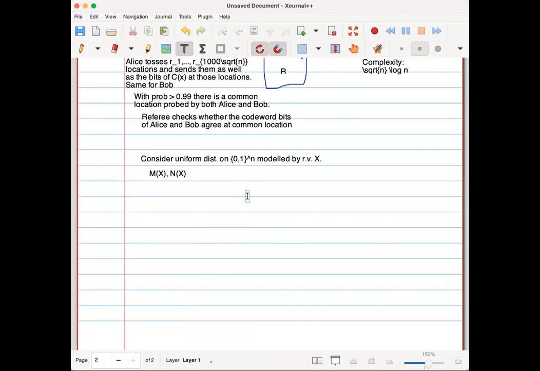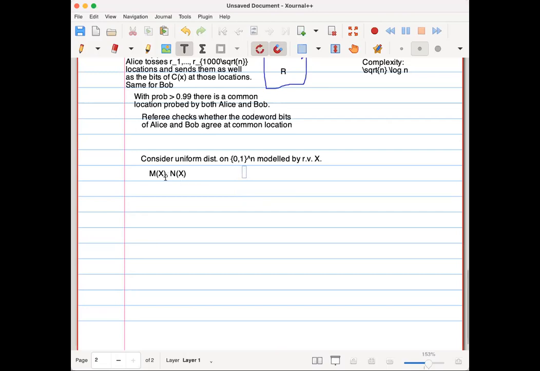Choose a uniform bit string of length n and supply the same bit string to Alice and Bob. We know that the protocol has to output equality with probability 1 minus epsilon for this. So consider the following thought experiment: choose a uniform bit string of length n, modeled by the random variable X, and supply the same bit string to Alice and Bob. Then the private coin protocol has to answer equal with probability at least 1 minus epsilon.